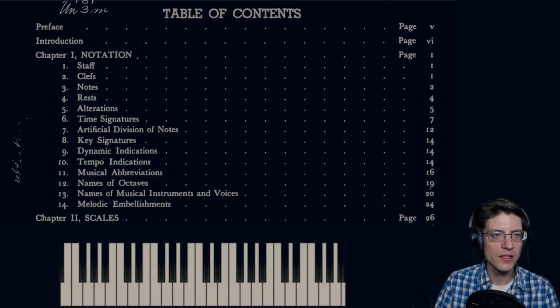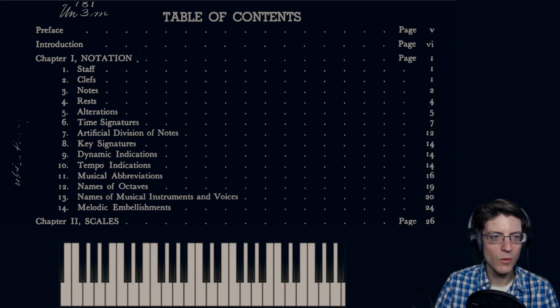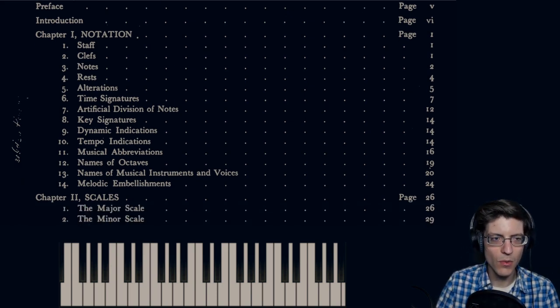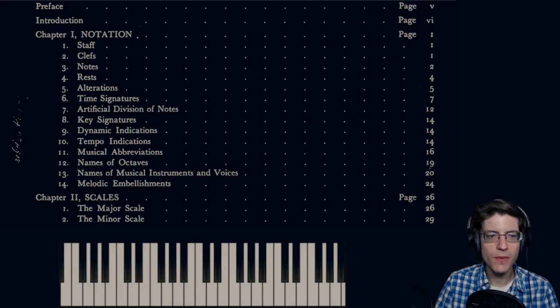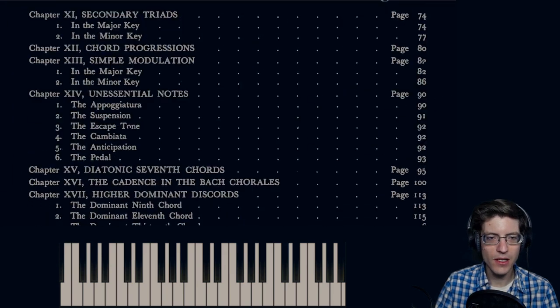So today I'm hoping to get through chapter 1, sections 1 through 7, which is staff, clefs, notes, rests, alterations, time signatures, and the artificial division of notes. So today is just going to be a very rough review over that entire section. Hopefully not too many examples. Examples will come in the form of follow-up videos. So with that, let's go ahead and get into it.